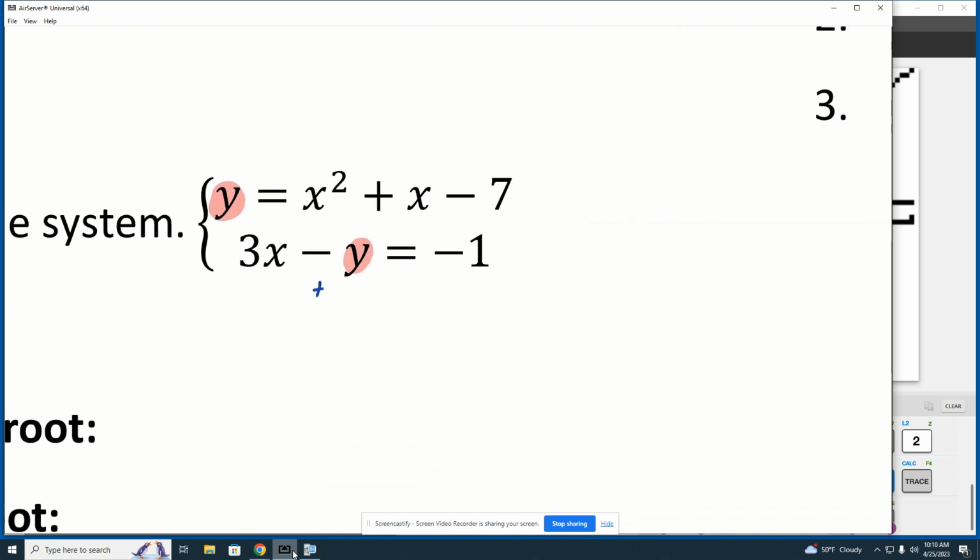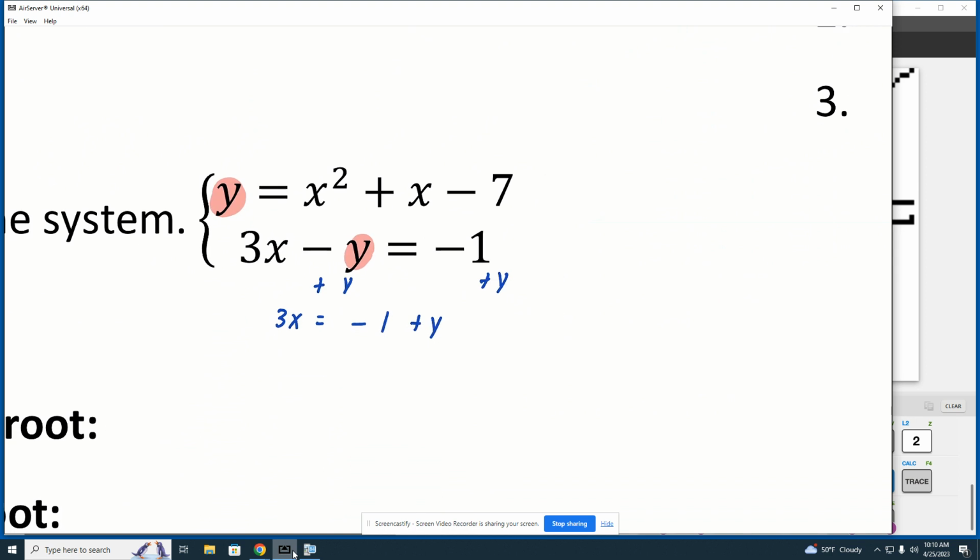So let's solve for y on this one. So I would add y over here. So 3x will equal negative 1 plus y. What do I do to get y all the way alone? I'm going to add 1. So if I add 1, guys, 3x plus 1 equals y, correct? So look at what I've got. I've got 2 separate equations where y equals something else.